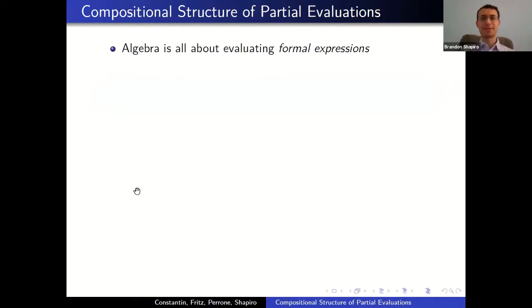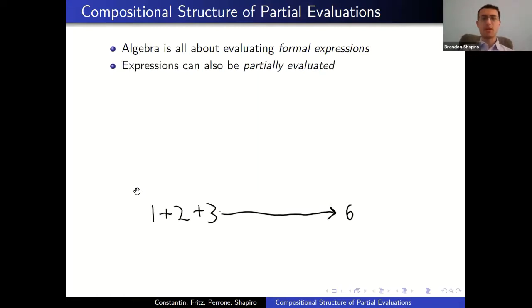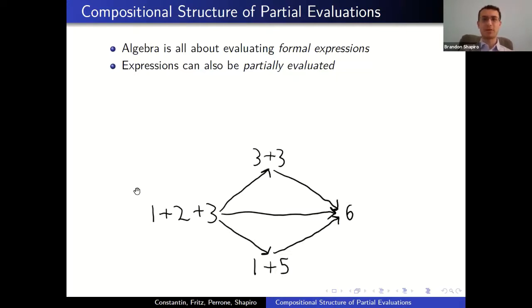So the general idea, I'll start with a hopefully uncontroversial statement, which is that algebra is all about evaluating formal expressions of one kind or another. The most basic kind we're used to is something like 1 + 2 + 3, and we know that should evaluate to 6. You could do that in one go, but instead you might want to partially evaluate it to 3 + 3 along the way to 6, or you could go to 1 + 5 instead if you prefer. And we have rules about how we always get to the same place.